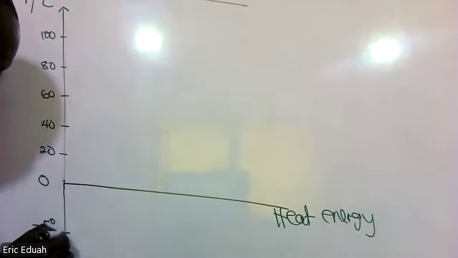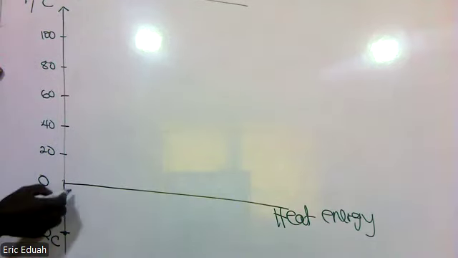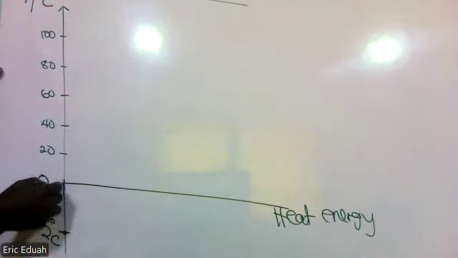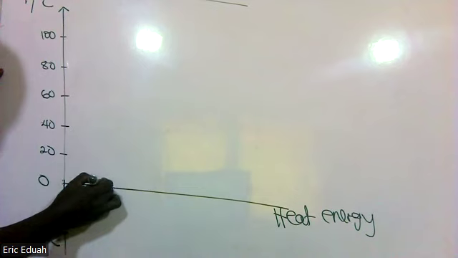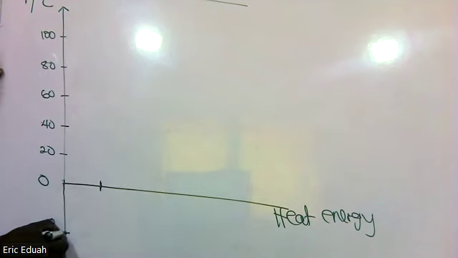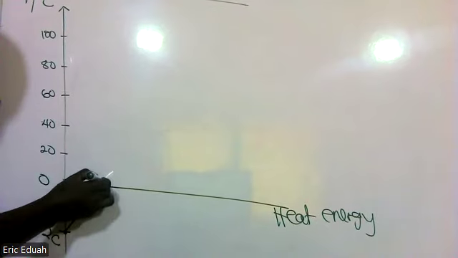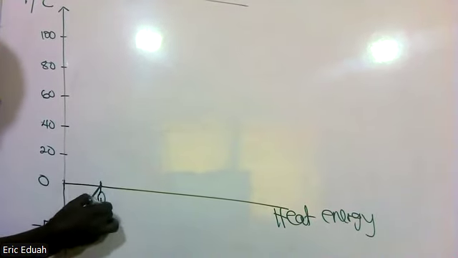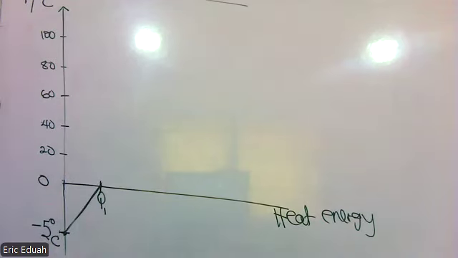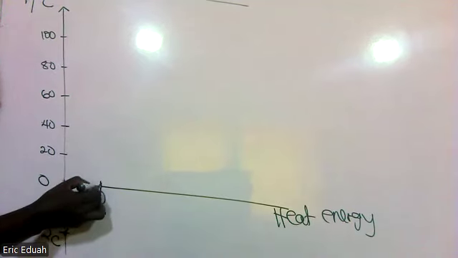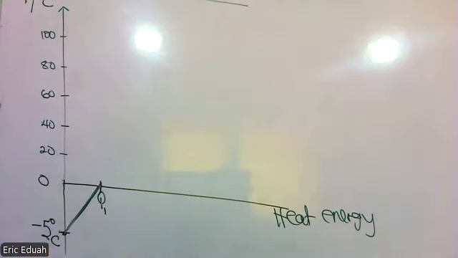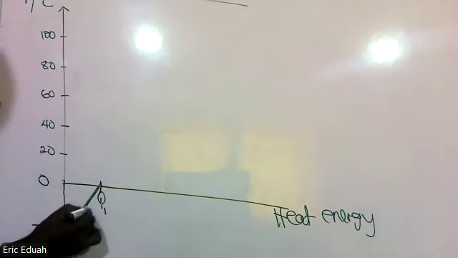Now, before ice at -5 reaches 0, it must absorb heat energy to do that. So the quantity of heat energy absorbed to raise its temperature from -5 to 0 is this, Q1. Now, this gradient represents the quantity of heat energy that is absorbed, sensible heat.